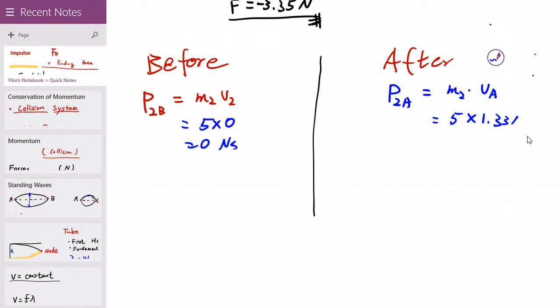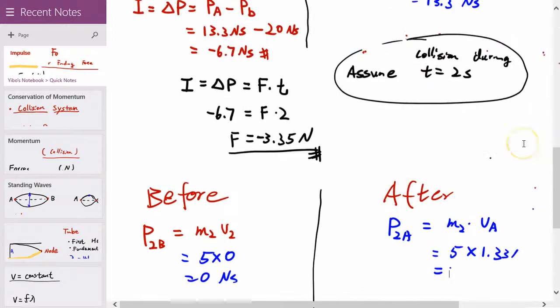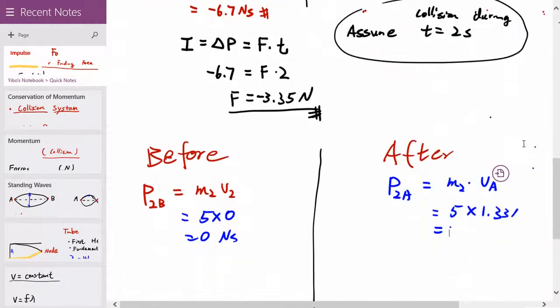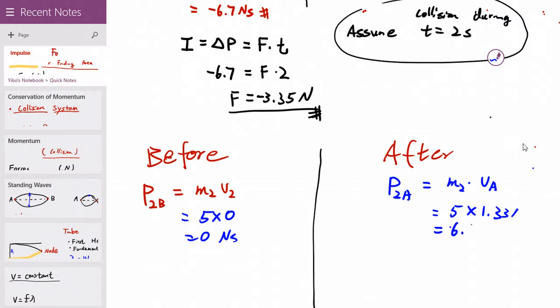And if I type it in the calculator, I have approximately 6.7 Newton seconds. Sorry, Newton seconds, not newtons per second squared.